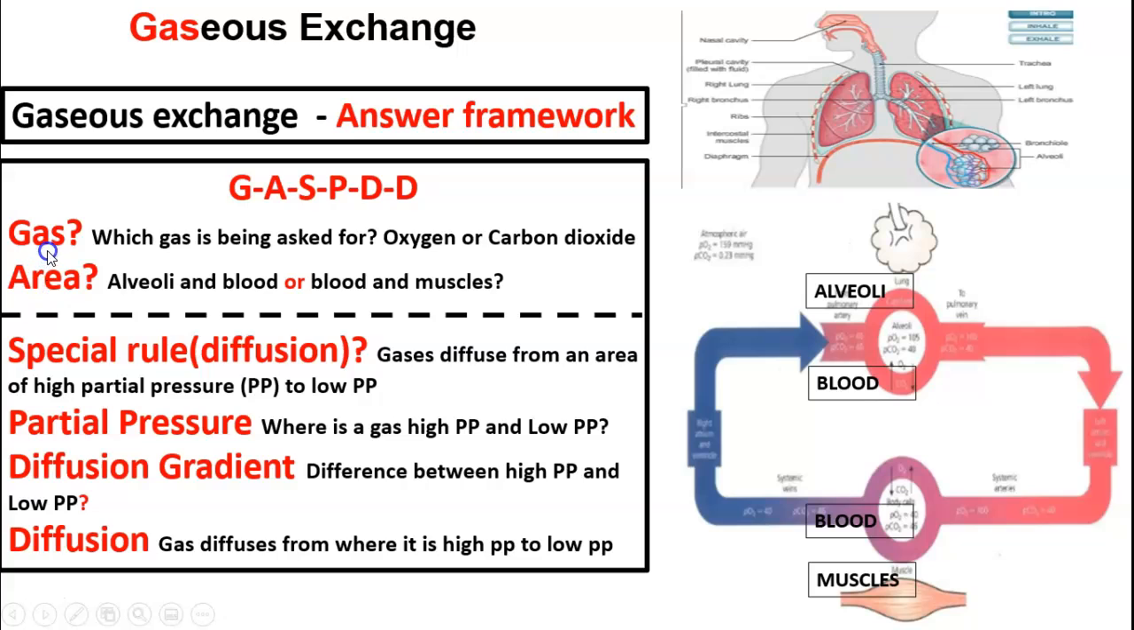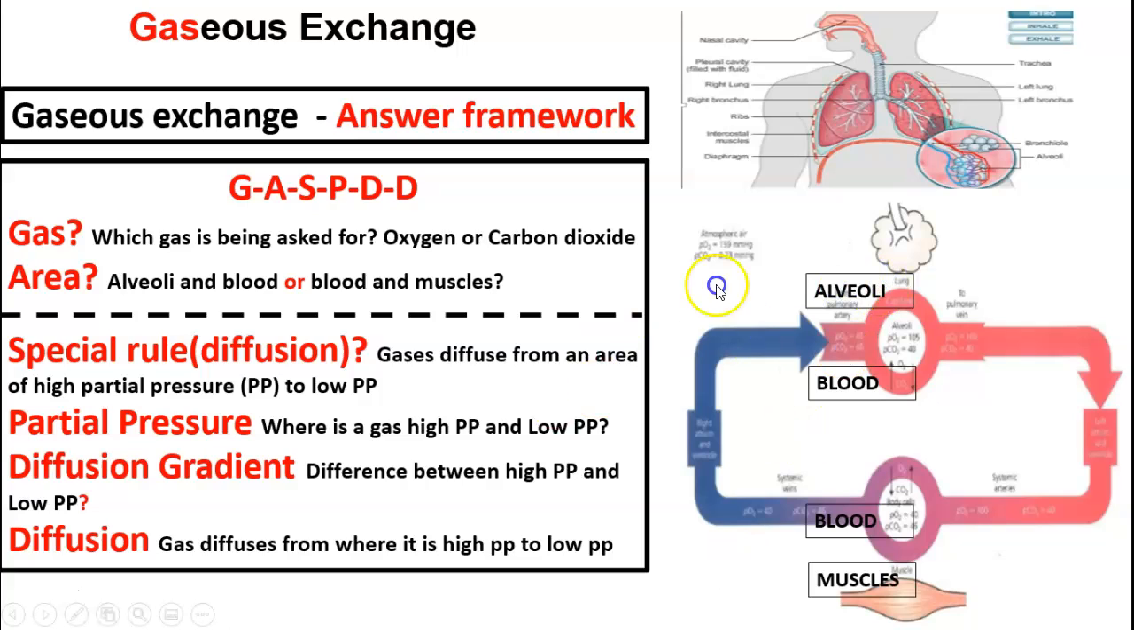Okay, so the process, GASP DD: gas, area, special rule of diffusion, partial pressure where it's high, partial pressure where it's low of the gas, that creates the gas diffusion gradient. The gas then diffuses from the high partial pressure point to the low partial pressure, but we have to say where it was high and where it was low. So if that's the introduction, what I wanted you to do is get that down. You can practice that going up towards the exams.